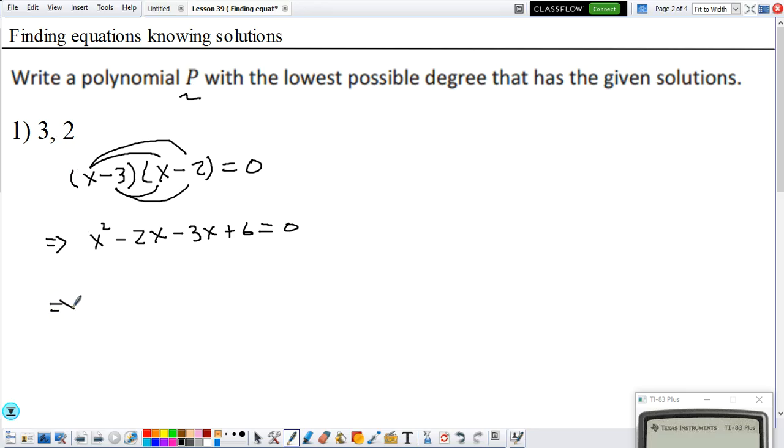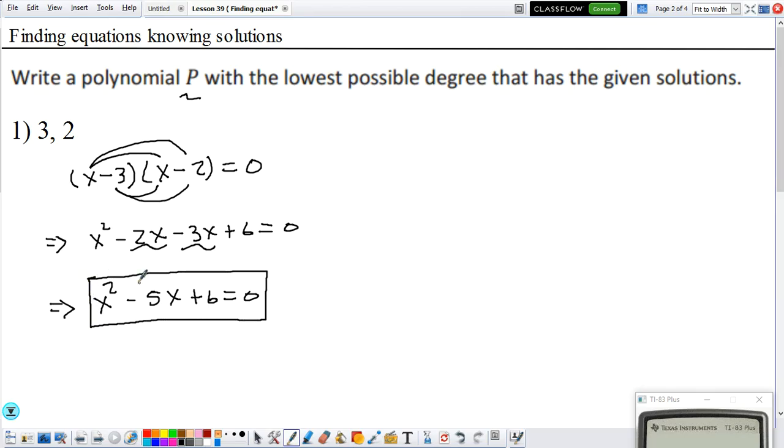So let's simplify this. Can I combine any x squared? Nope, so bring it down. Here I see that I can combine those x's, so I obtain minus 5x. There's nothing to combine that 6 with, so bring it down. And there you have it. This is the equation where those solutions come from. So if you find the equation x squared minus 5x plus 6 equal to 0, your solutions are going to be 3 and 2.